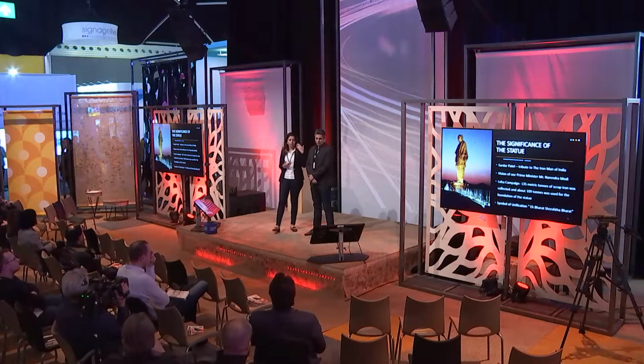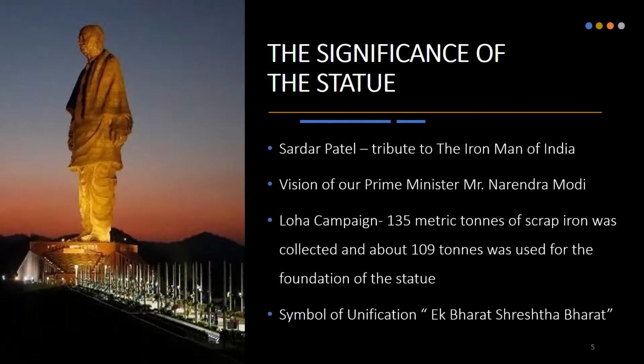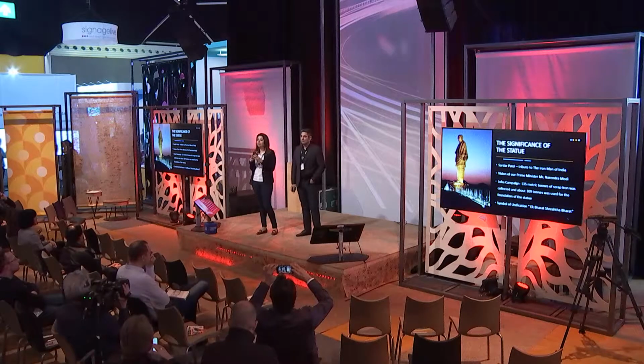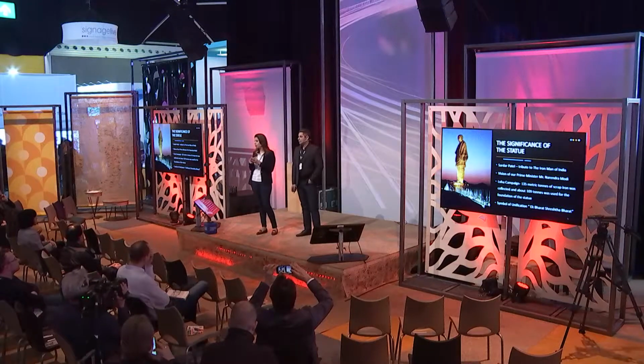Even the concept of the statue was very unique, because there was a campaign spearheaded by our Prime Minister which brought together the farming tools of the farmers, which go into the base of the construction of the statue. They collected about 135 metric tons of farming equipment, which is in the reinforcements at the base of the statue.